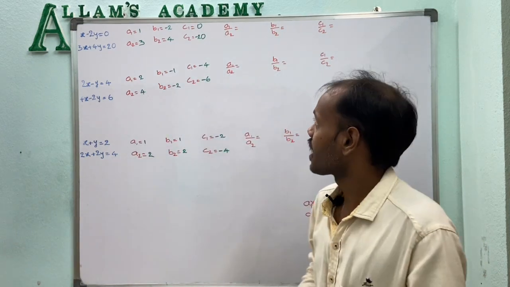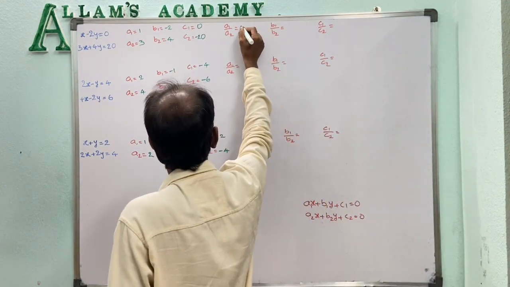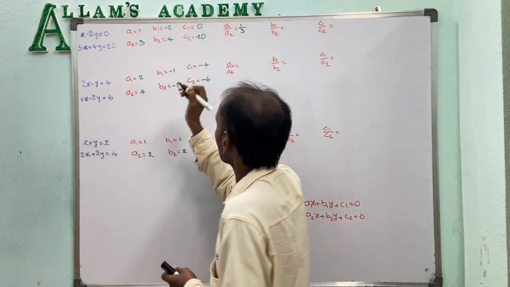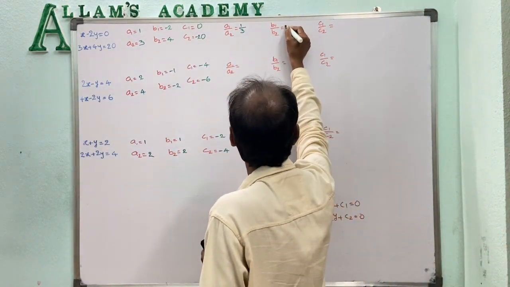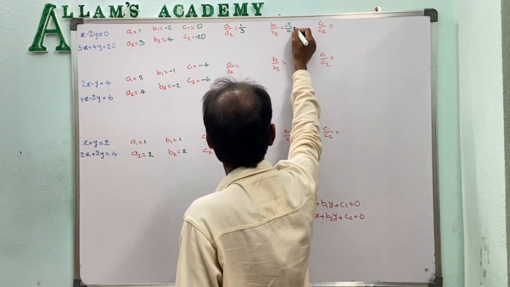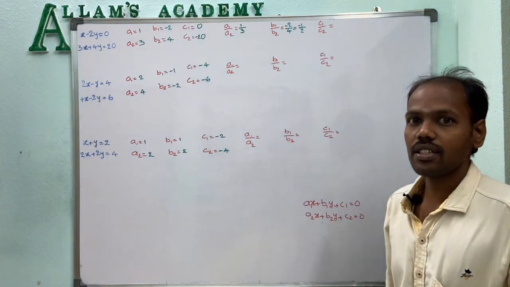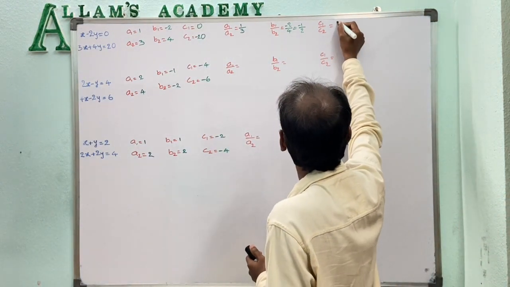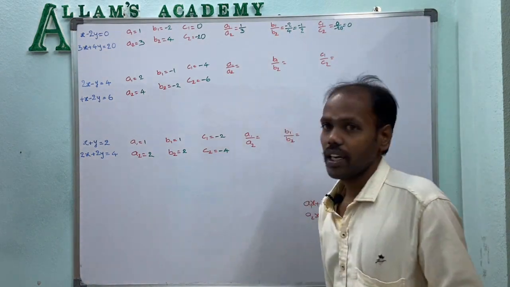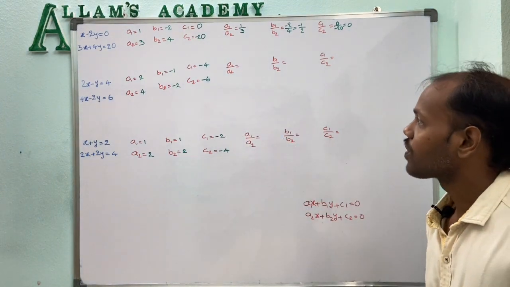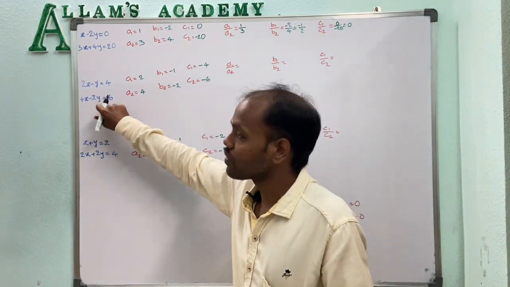Now if we check the coefficients, a1 by a2, that means the x coefficients, is 1 by 3. Now the y coefficients, b1 by b2, is minus 2 by 4, which is nothing but minus 1 by 2. The ratio of constant terms, c1 by c2, is 0 by minus 20, which is nothing but 0. Okay, now the second system of linear pair of equations, 2x minus y equal to 4, 4x minus 2y equal to 6.